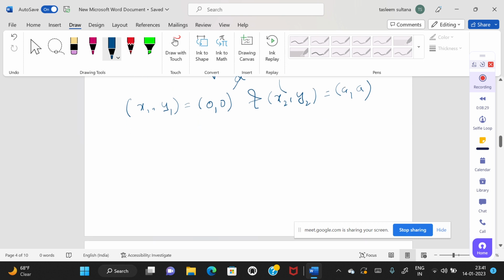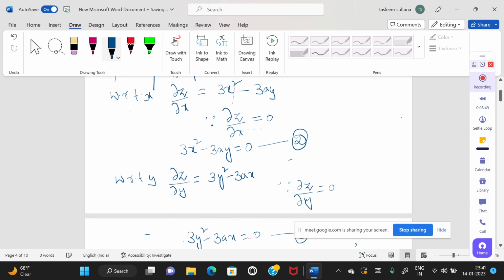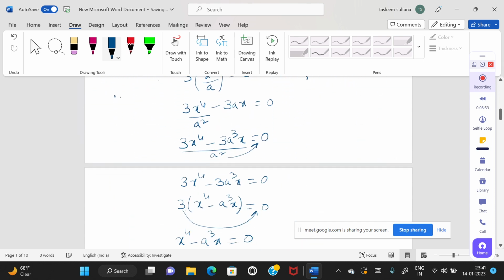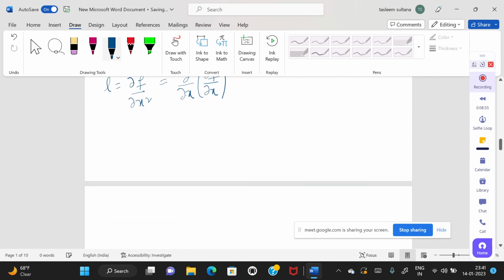Now we will find our L, M, N values, where L is equal to dou square f divided by dou x square, which is dou by dou x of dou f by dou x. We have the value of dou f by dou x. What is that value? Dou z. We are dealing with z, so it should be z then, not f.